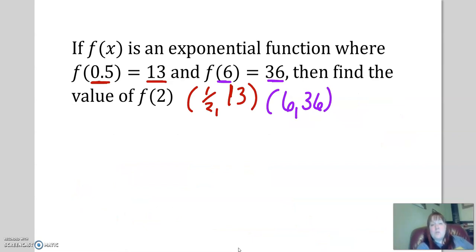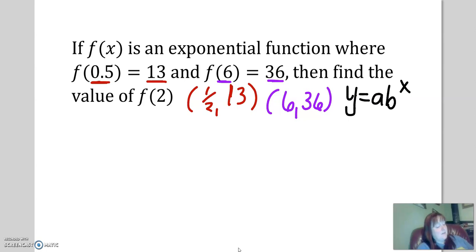So we have this one. It goes through these 2 points. We need to figure out the function. So we have y equals a b to the x. And so, again, we don't know a and b, but we do know an x and a y, and we know 2 sets of x's and y's. So let's get 2 functions here.